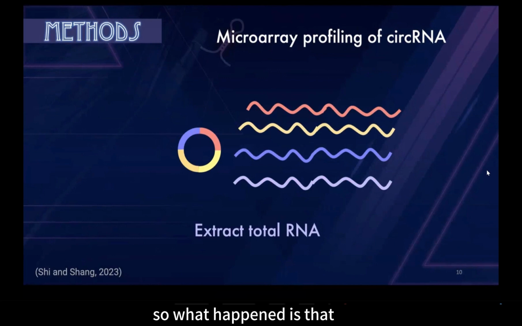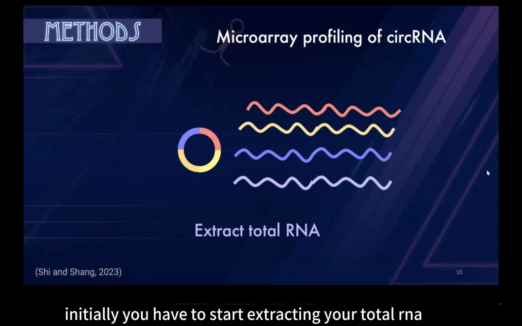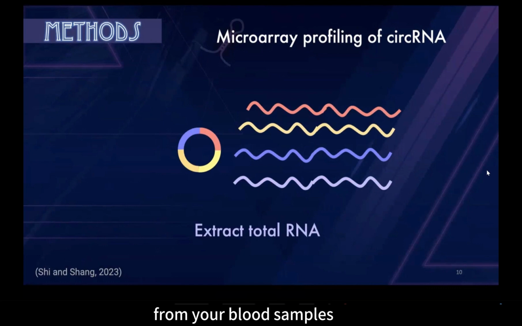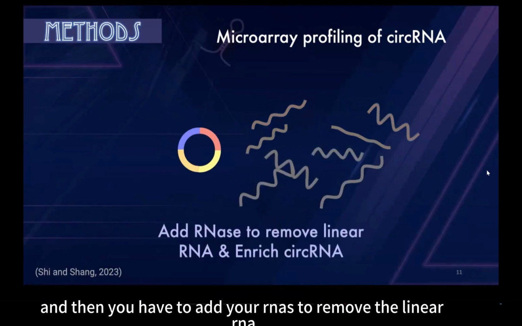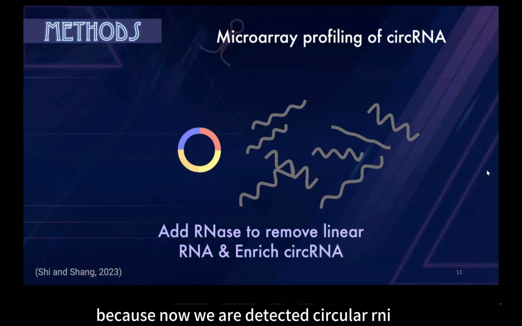What happens is that initially you have to start by extracting your total RNA from your blood samples, and then you have to add RNase R to remove the linear RNA, because now we are detecting circular RNA.